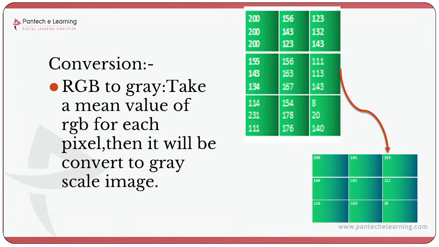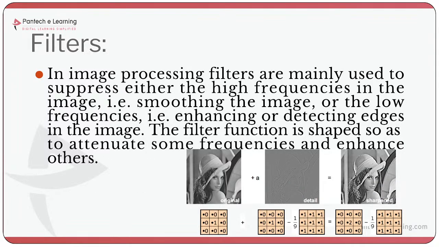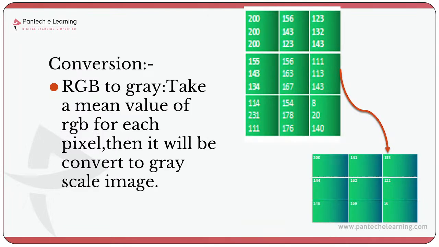Next, filters. In image processing, filters are mainly used to suppress either the high frequencies in the image, that is smoothing the image, or the low frequencies, that is enhancing or detecting edges in the image. The filter function is shaped so as to attenuate some frequencies and enhance others.